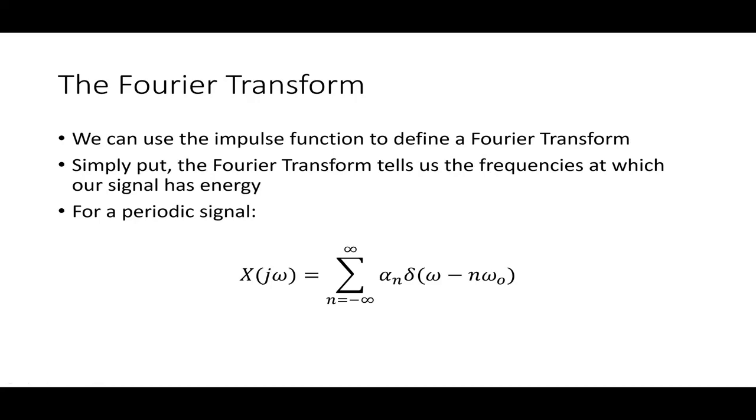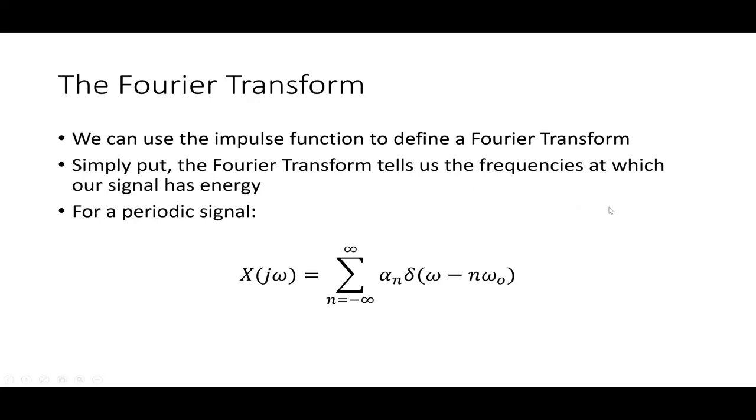Okay, so we've started to introduce the idea of what we would call a Fourier transform, sometimes called the frequency spectrum. Basically, what the Fourier transform tells us is, if I have a signal, in general, for any signal, subject to some constraints, and it doesn't necessarily have to be periodic, at what frequencies that signal has energy.